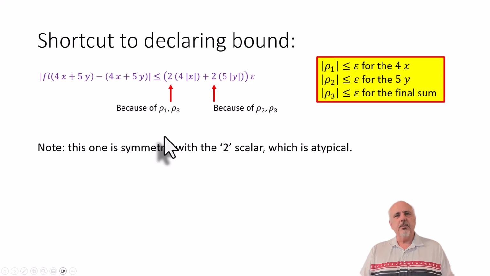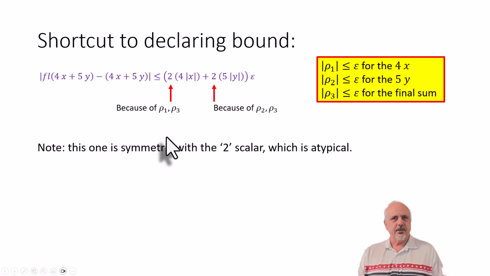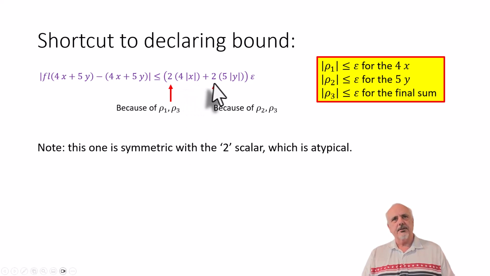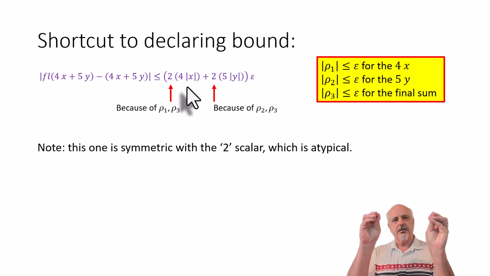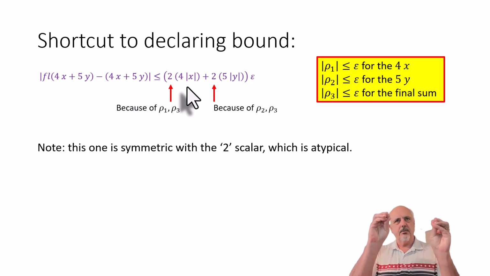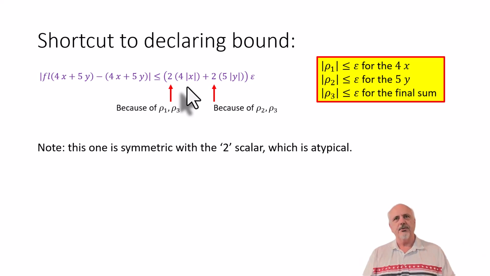Okay, and the only reason this is symmetric here, usually it's not symmetric, is because of the symmetry. We did the 4x by itself, and then we did the 5y by itself, and then we summed them. So it wouldn't have mattered if we had swapped those around.